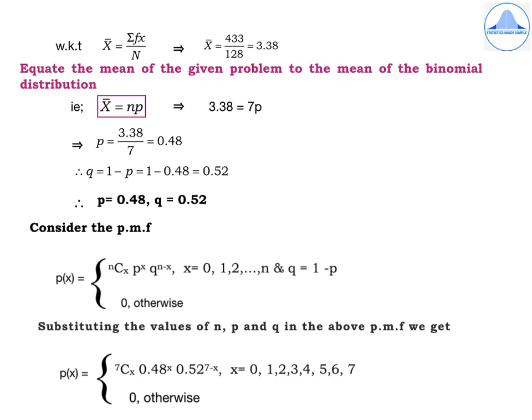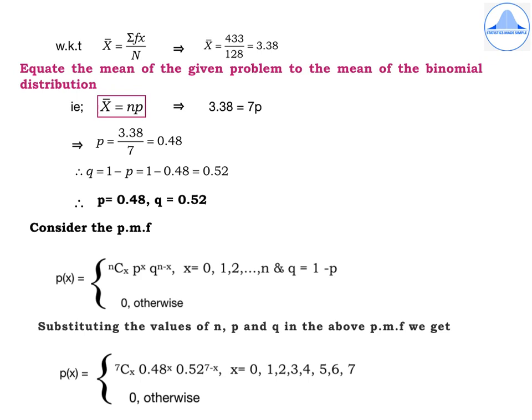Write the mean formula. X bar is equal to summation Fx by capital N, which implies X bar is equal to 433 by 128, which is equal to 3.38. So when you calculate the mean, just take 2 places after the decimal after rounding off.